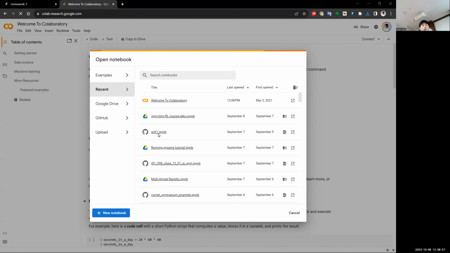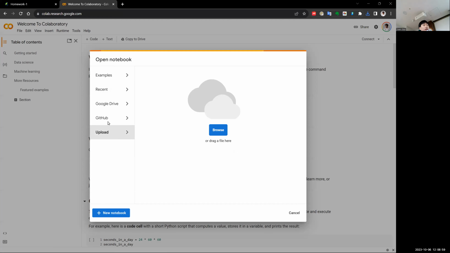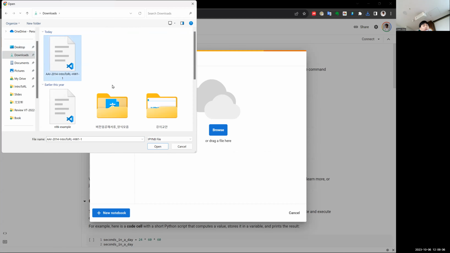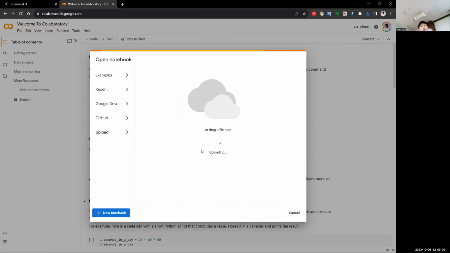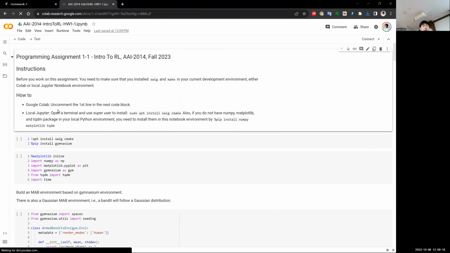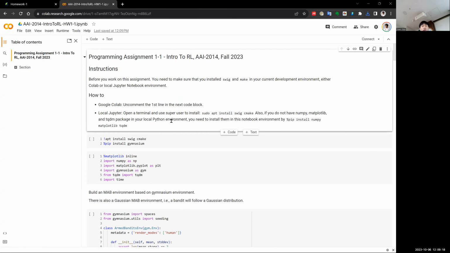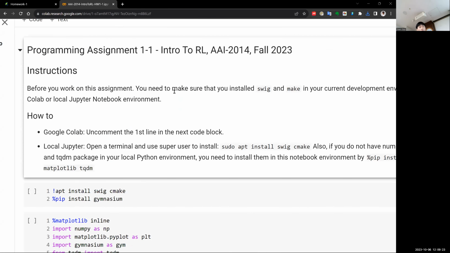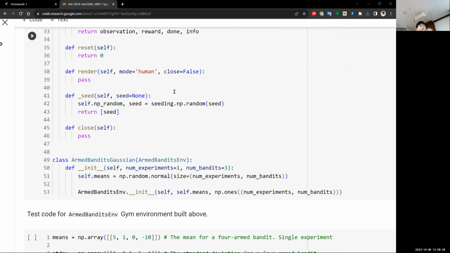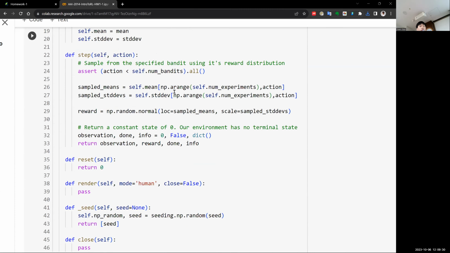Here in Colab, you can click the last one, upload, browse from your downloads. Then the first one, open. Then it will be uploaded to your Colab. Once you upload it to your Colab, you'll see some instructions on how to run, and the contents where you need to fill in the code.